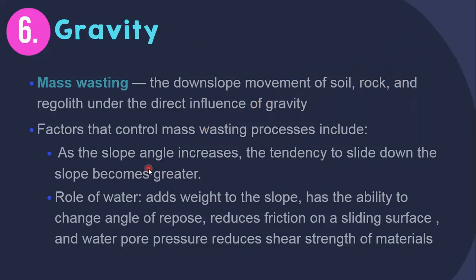So another factor, aside from slope angle, is the role of water. The role of water is that it adds weight to the slope and has the ability to change the angle of repose. So your water makes it heavier, and also it reduces the friction on the sliding surface. And the water pore pressure reduces shear strength of your material. So it greatly affects the movement of your mass wasting.